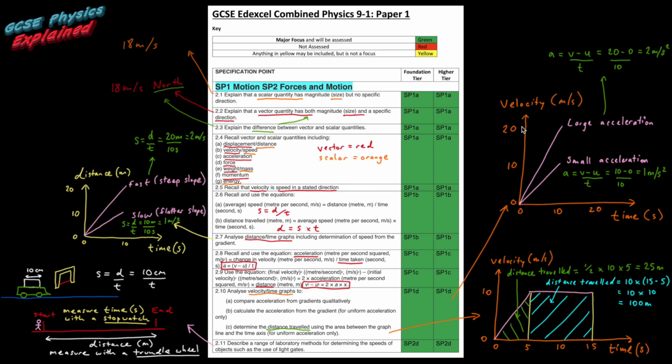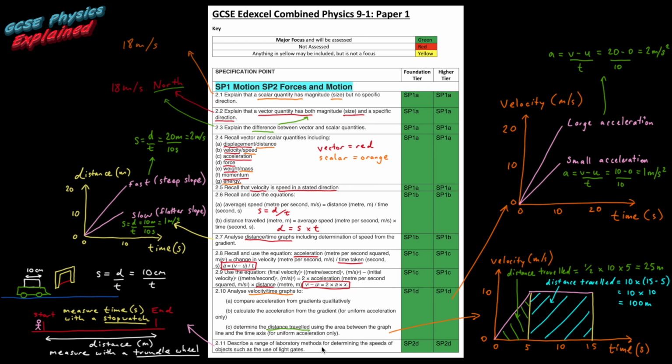So v, the final velocity, was 20. u, the initial velocity, was 0. So 20 take away 0. It took 10 seconds for that to happen. So that comes out as 2 meters per second squared. For this smaller acceleration, v minus u, the final velocity, was only 10. The initial velocity again was 0, and the amount of time it took was 10 seconds. And that came out as 1 meter per second squared.